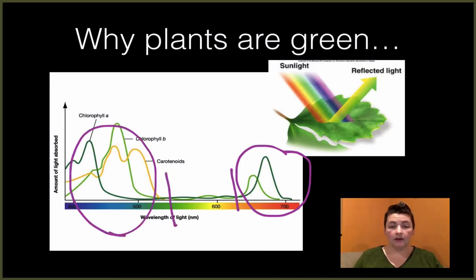Green is not very well absorbed. Green light is reflected out, and because it's reflected out, that's what we see. And that's why plants are green.